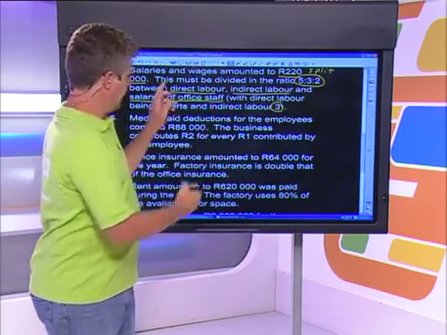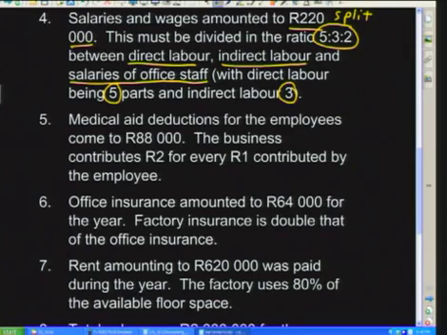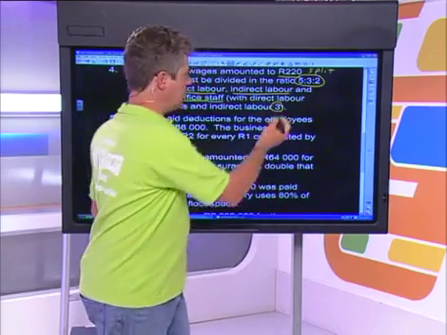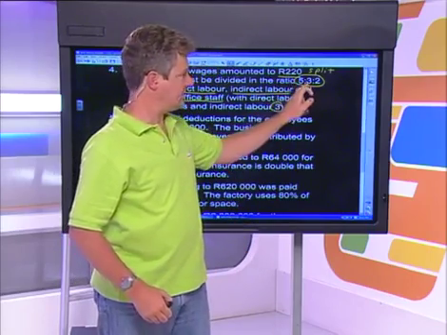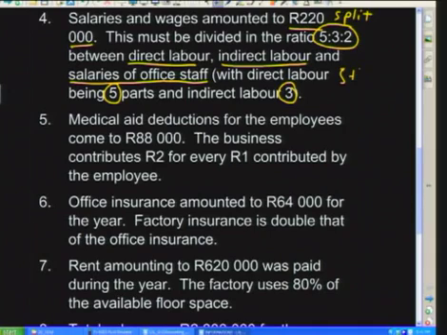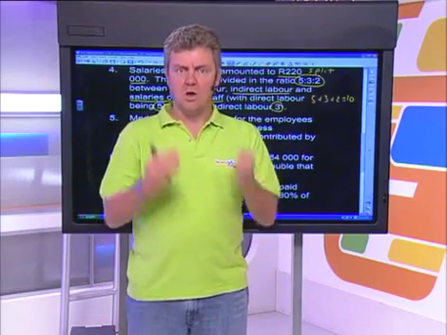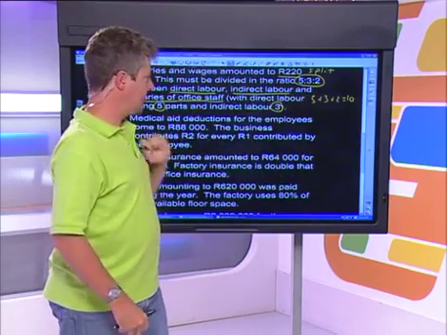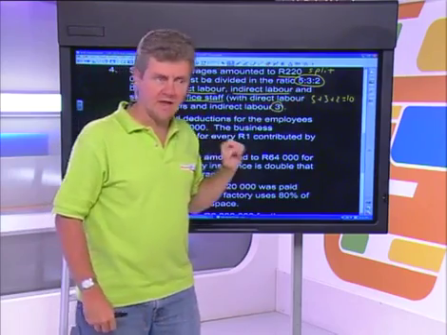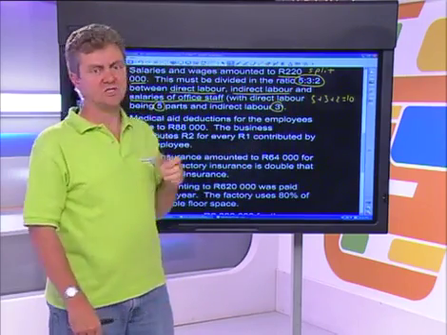So the number must be divided in the ratio 5:3:2. A useful hint, which I'm sure you remember from your grade 11 partnerships, when you are splitting things according to a ratio, you should add the different parts of the ratio together. So we're going to add 5 plus 3 plus 2, and that gives you 10. What this means is that we have to divide this amount into 10 parts. Once we have 10 equal parts, we're going to allocate 5 parts to direct labor, 3 parts to indirect labor, and 2 parts to the salaries of the office staff.